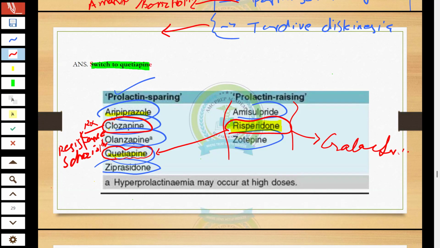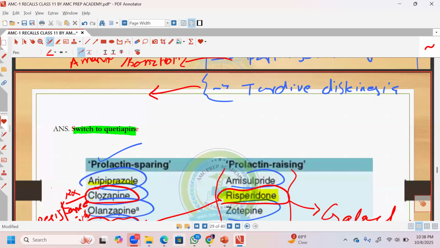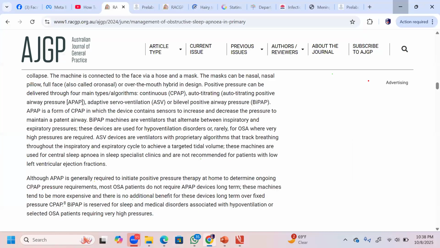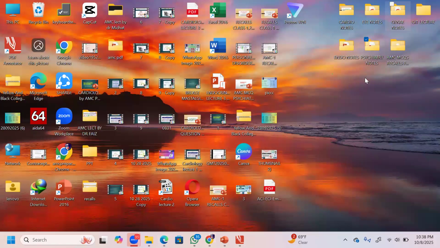Clozapine and olanzapine have some metabolic side effects, like the patient taking olanzapine has increased weight. So the patient complains of obesity after taking olanzapine as well. So let me show you some more important side effects of atypical antipsychotics from my notes.